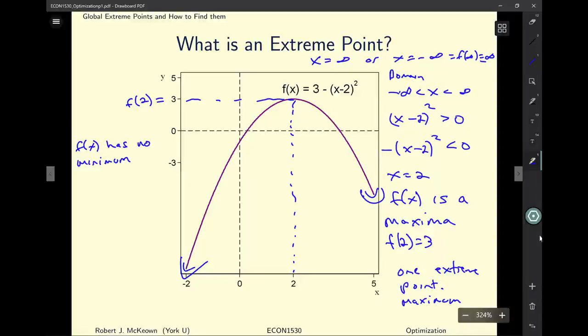If you add in a very large positive number, or a very large negative number, then f of x has no minimum. It just keeps getting smaller and smaller and smaller. So f of x has one extreme point.